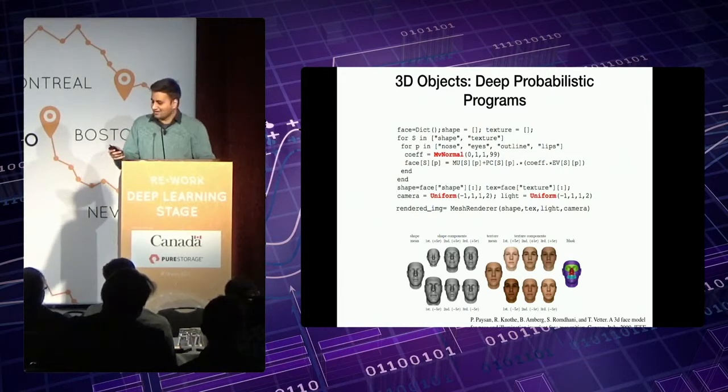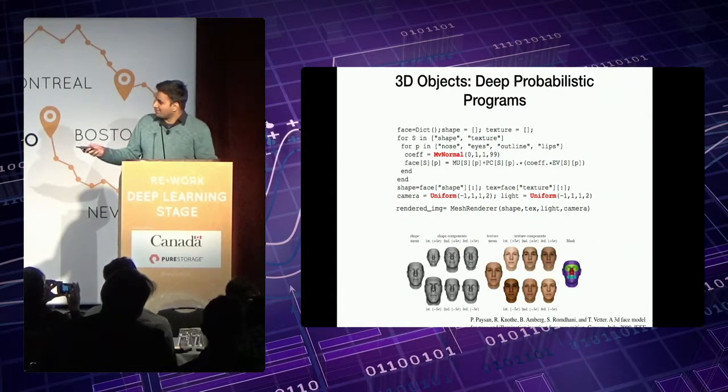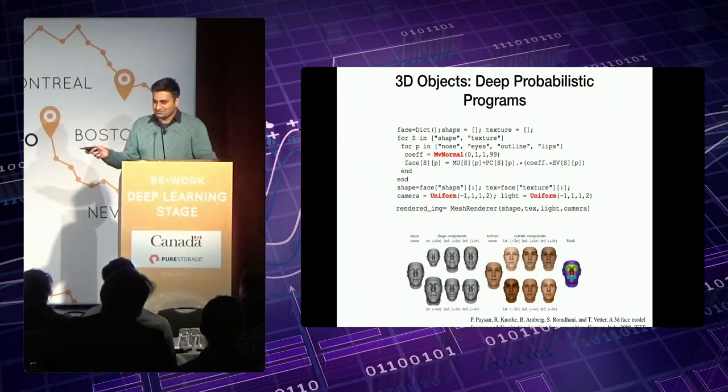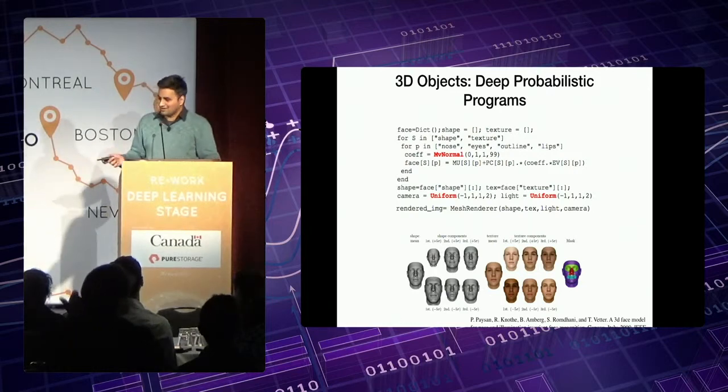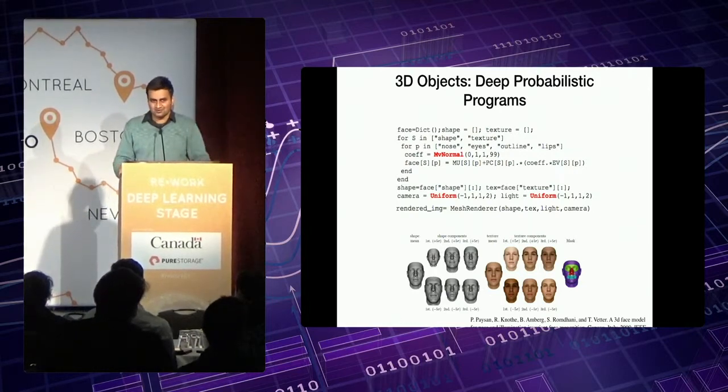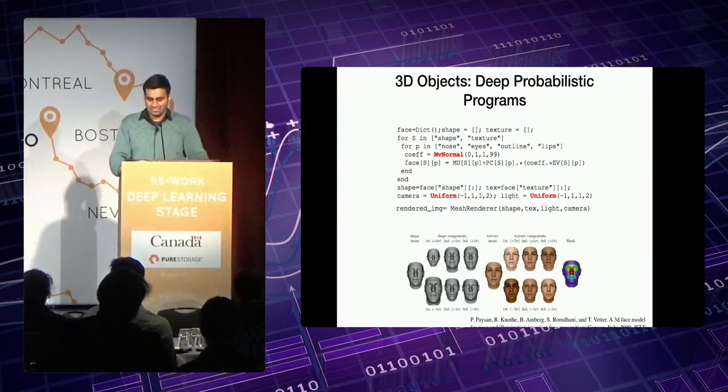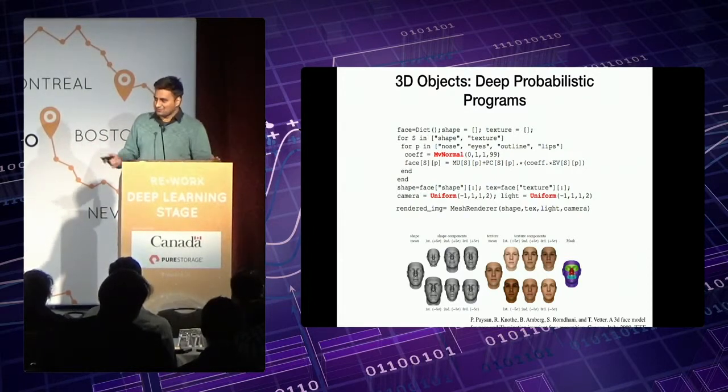So if graphics was writing a program that looks like that, I might say objects are made up of different parts, and each part can have some arbitrary label. In this case, it's just a face, and then you sample some coefficients that represent the shape, and then there might be some random camera, some random light, and then you pass it through a renderer, and out comes basically a distribution over faces, right?